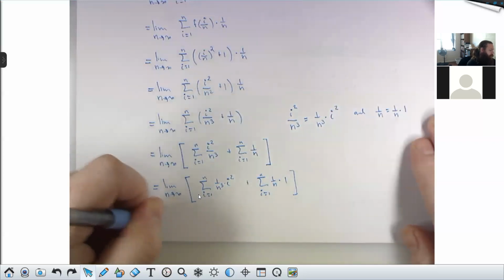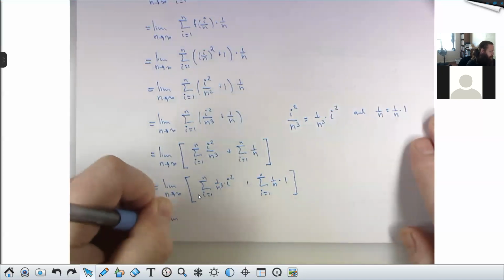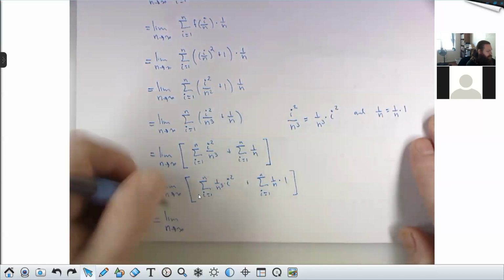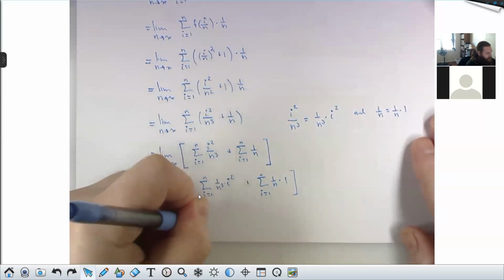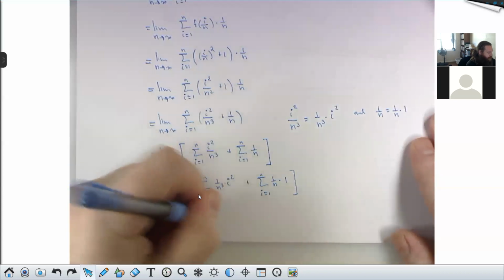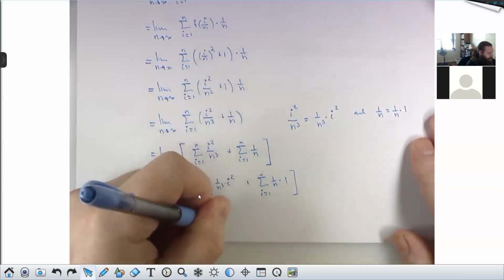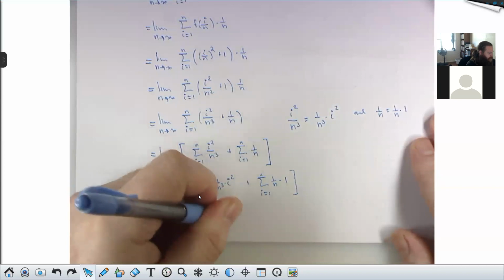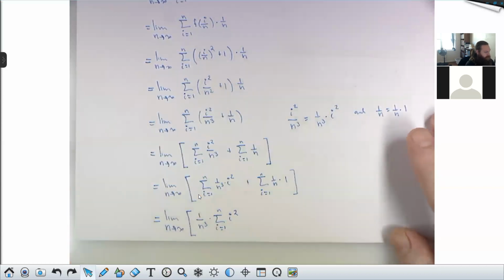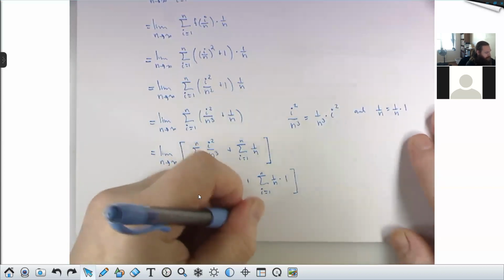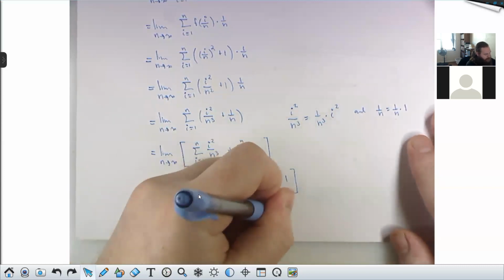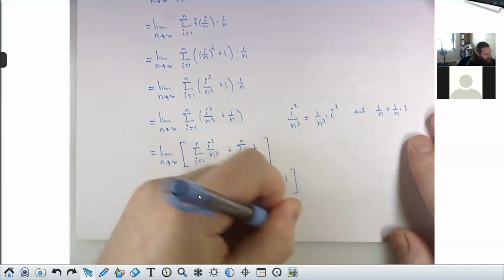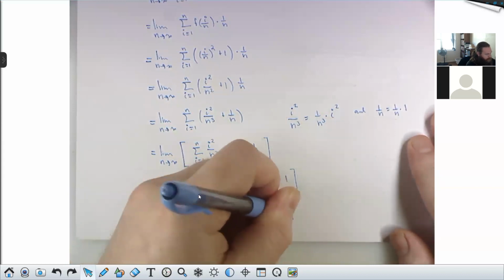This will give me the limit as n goes to infinity of, bracket, 1 over n cubed times the sum from i equals 1 to n of i squared, plus 1 over n times the sum from i equals 1 to n of 1.